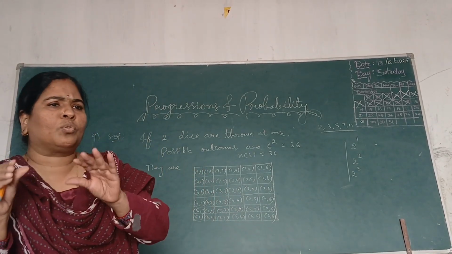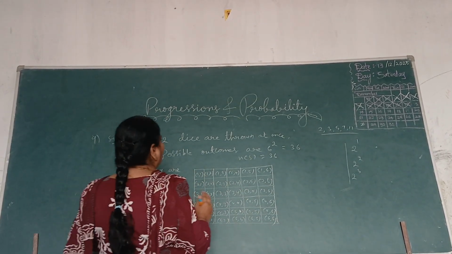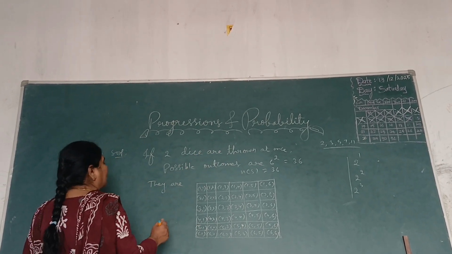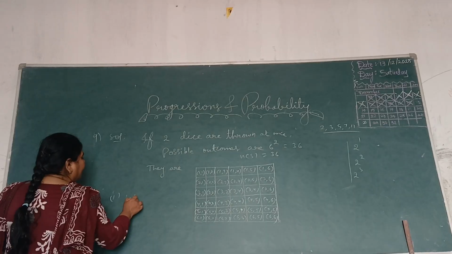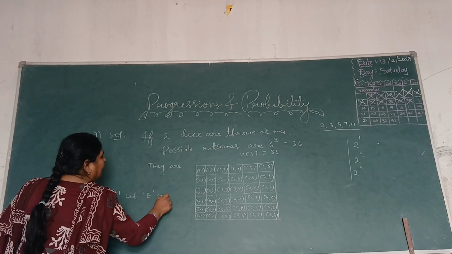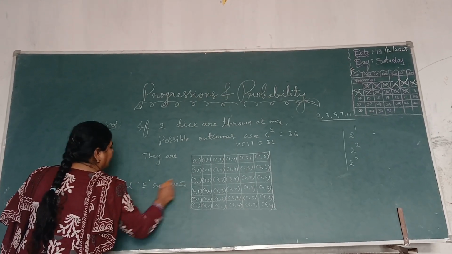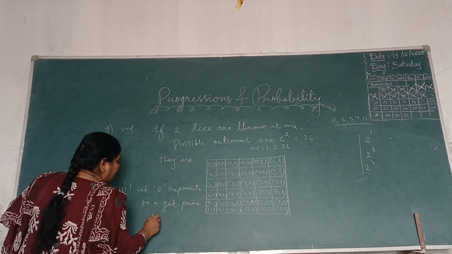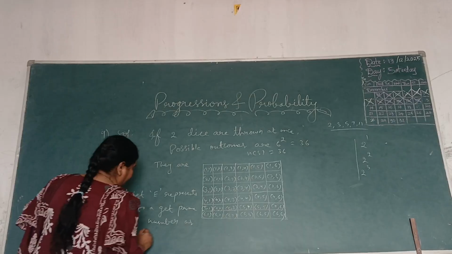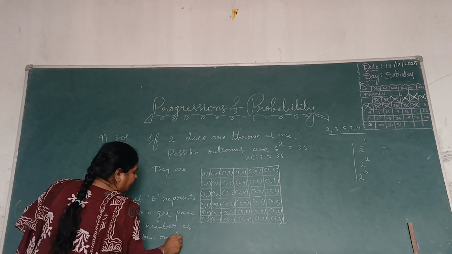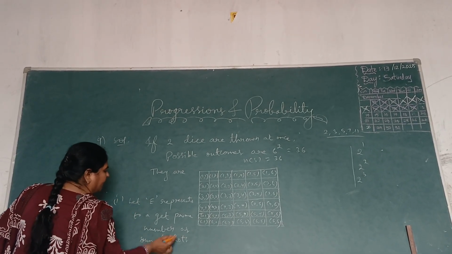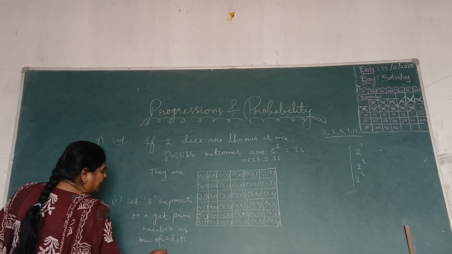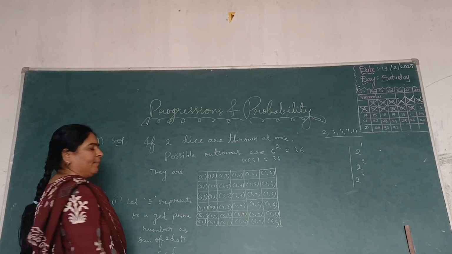So those 2 dots we have to add on 2 dice so that I will be getting 2, 3, 5, 7. So what are the possibilities? First of all, let me represent E. Let E represent getting a prime number as the sum of 2 dots. So let it be E. Now E represents, what are they? Let me list out first of all.